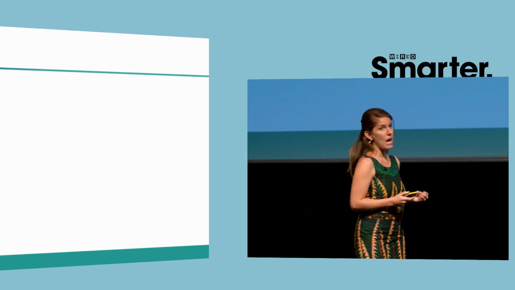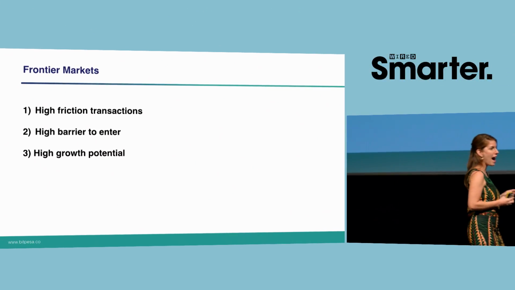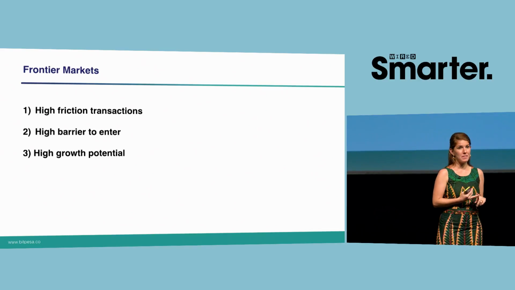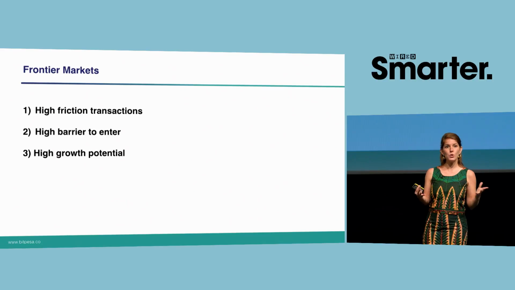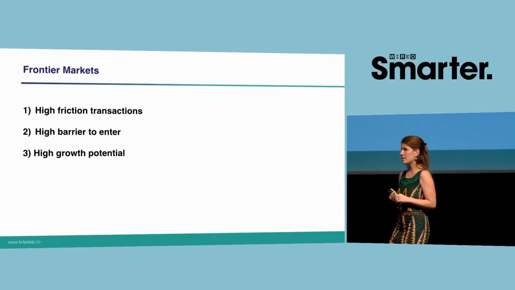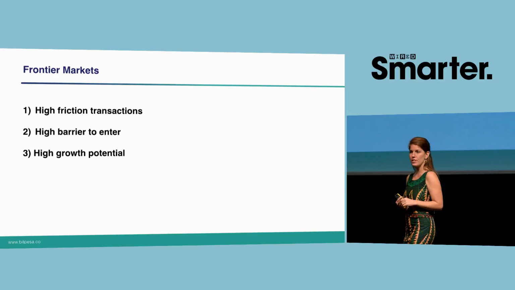So let's recap that for a second here. High friction transactions, that means the cost is high. Let's talk about the speed for a second. Averaging 2 to 12 days is normal. And a lot of our customers tell us that 1 out of every 5 transactions is stuck.